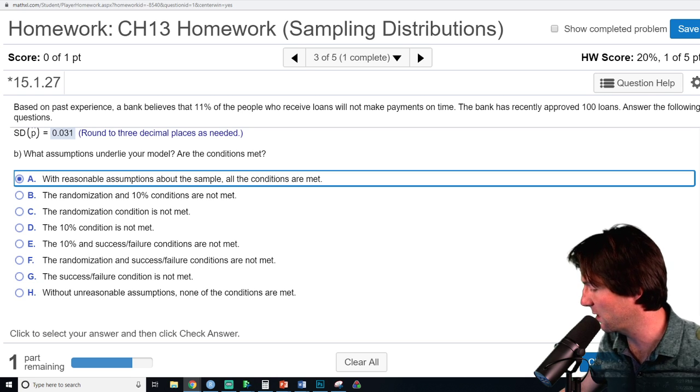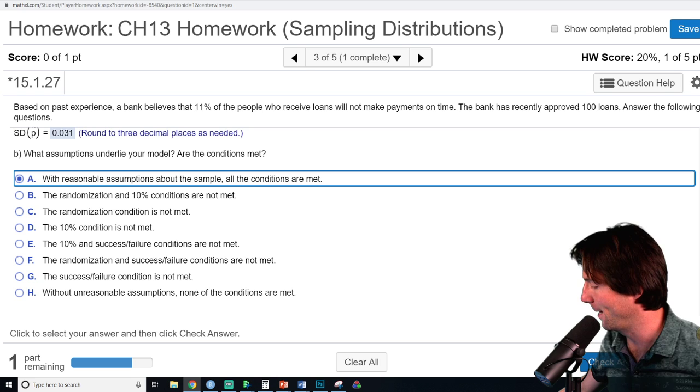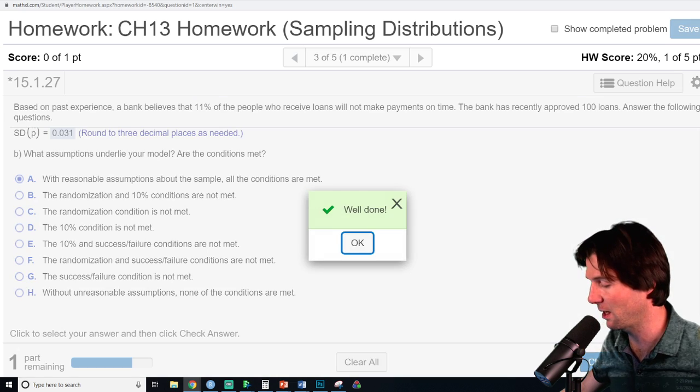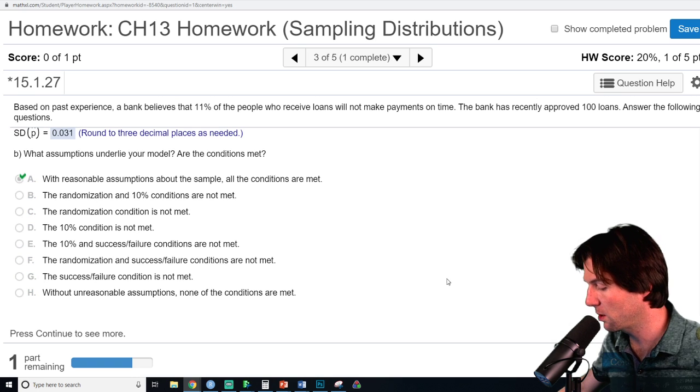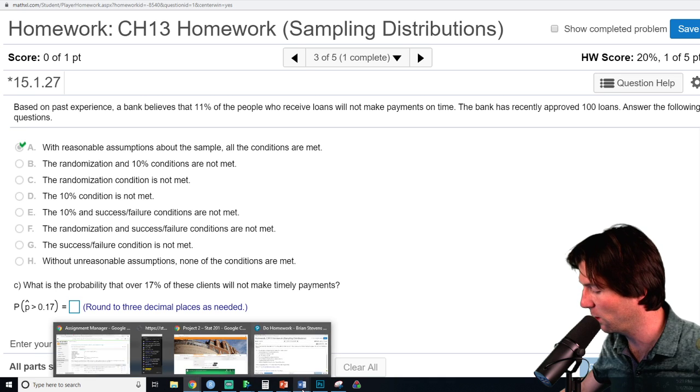Did they randomly take the people? Yes. Is 100 loans less than 10% of all the loans we give? Probably. And do we have at least 10 successes and at least 10 failures? We expect 11 successes. We expect 89 failures. So now it wants to know the probability of more than 17. And did I get an easy one? Let's hope.